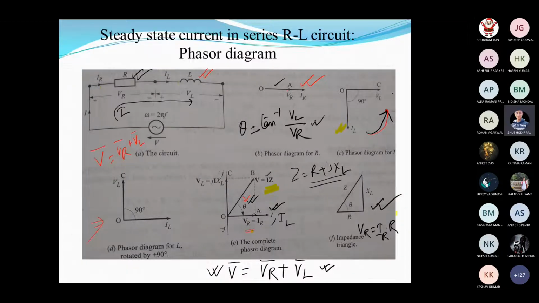What is J here? J multiplied by XL? J is representing that 90 degree shift, because the current IL is actually lagging the VL by 90 degrees. So this J will tell you that there is a 90 degree shift between quantities. All right.